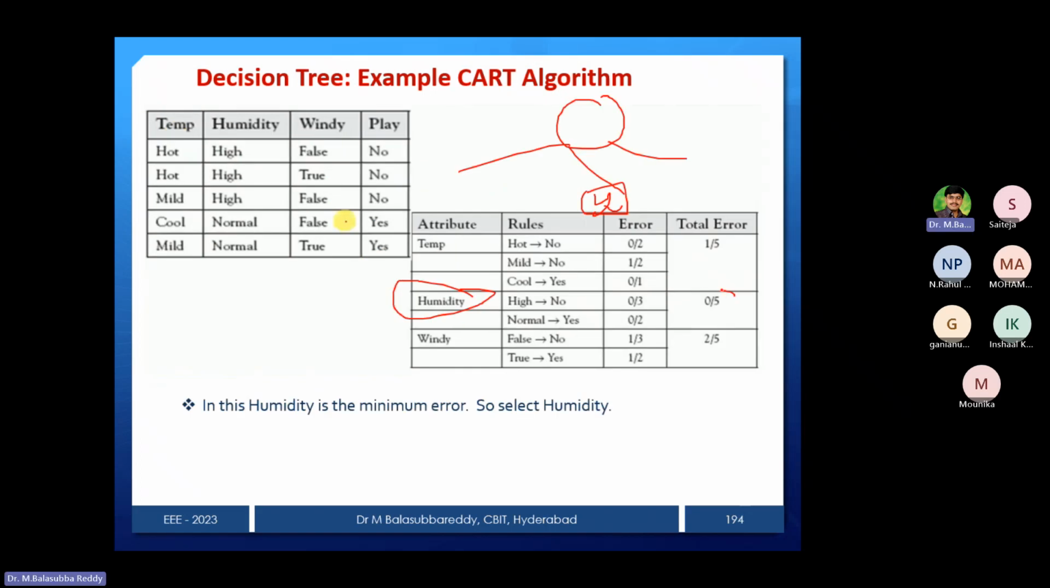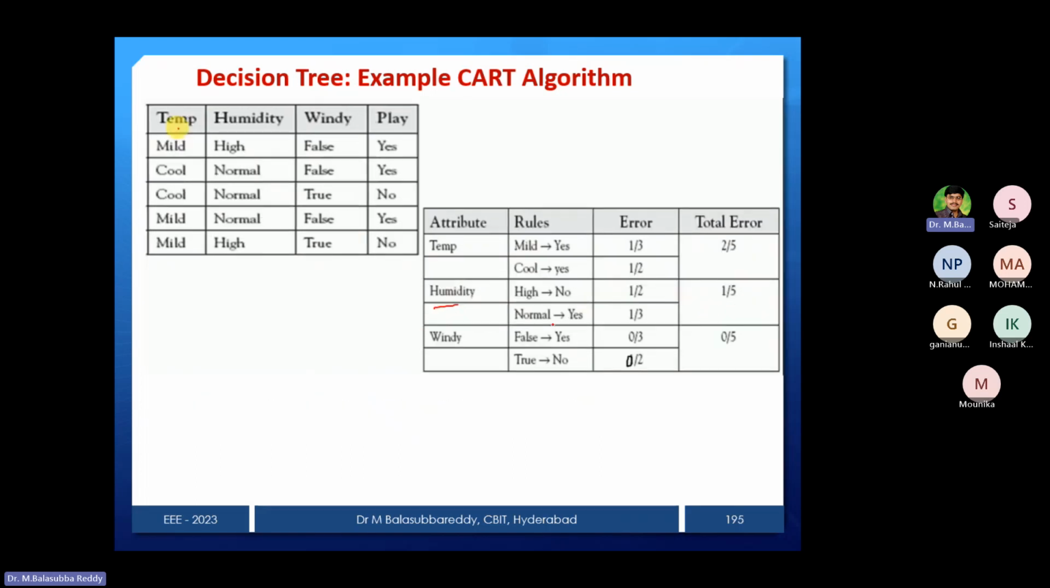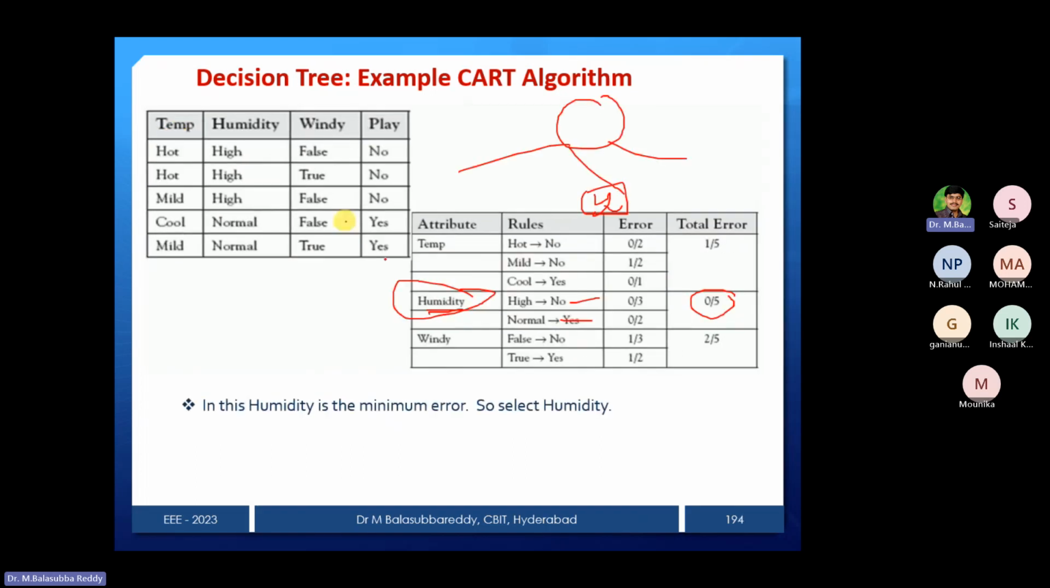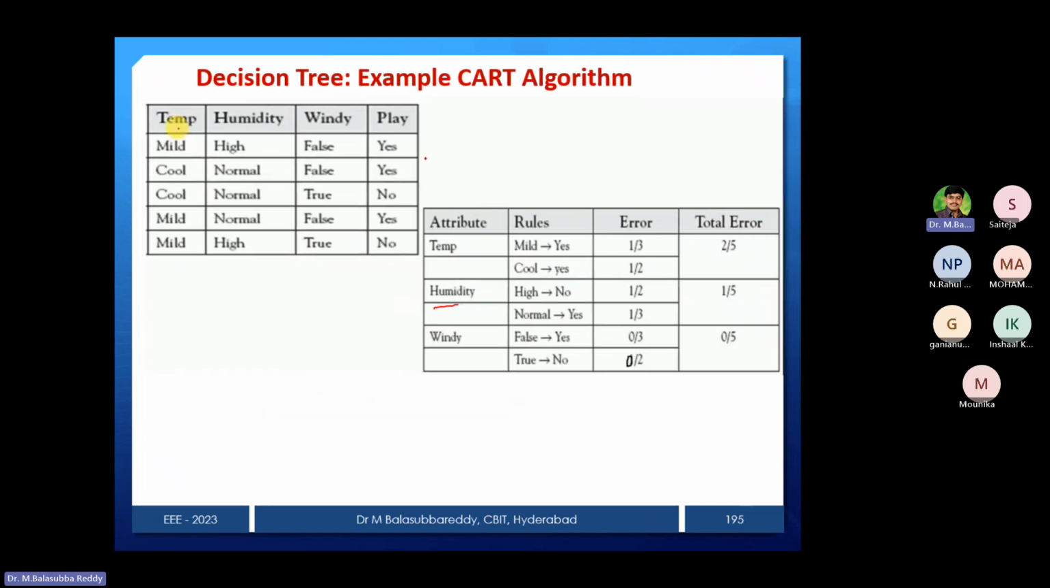Yeah, so humidity is having 0.5. So that is your root node. In that, again, you can take high as one side and normal as another side. That's what we can take. And this is the case, we'll get it as the left hand side. In a similar fashion, you can do it for the right hand side also.